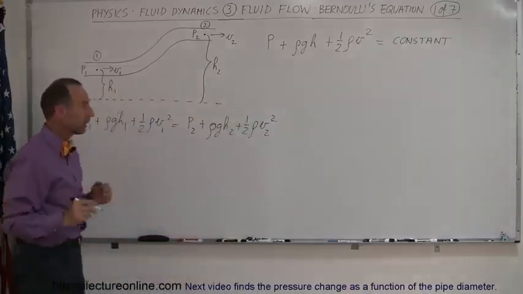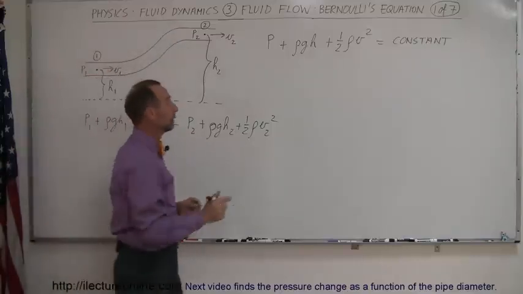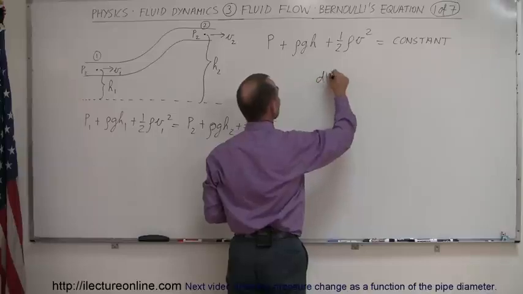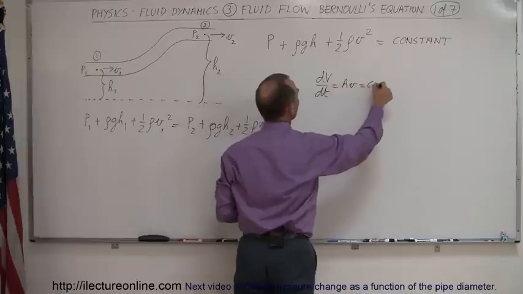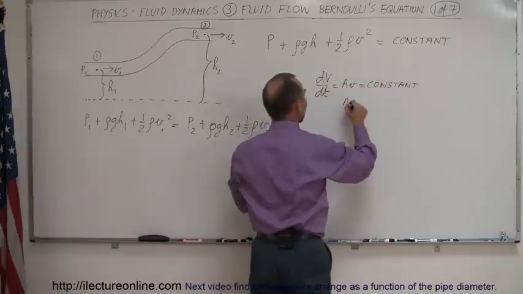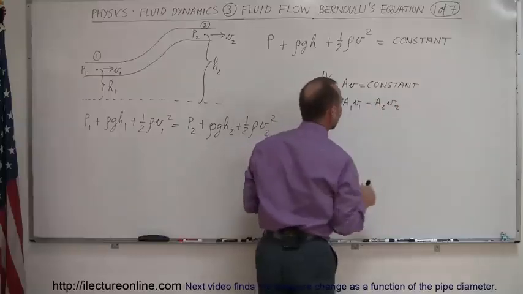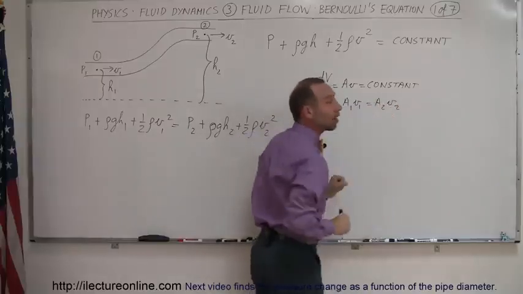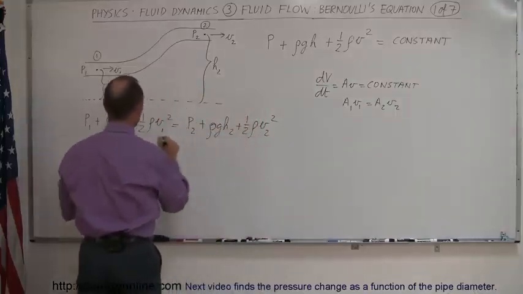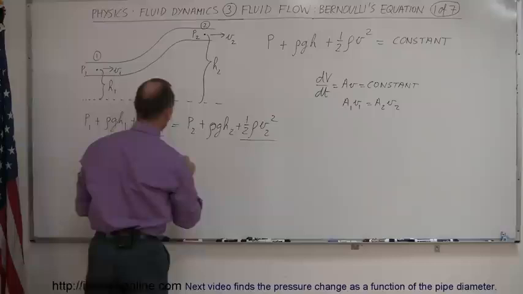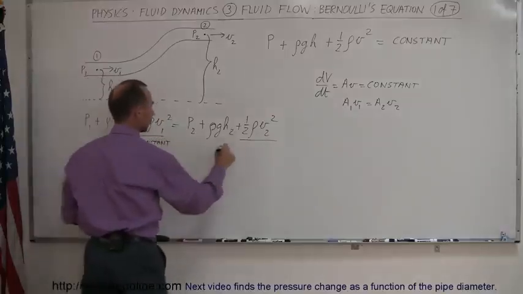Now, in this particular case, since the diameter of the pipe doesn't change, we know that dV/dt, which is equal to A times v, must also be constant. And therefore, we can say that A1 v1 must equal A2 v2. And if A doesn't change, then v cannot change. So that shows that the velocity must be the same over here and over here. So that means this term and this term are constant. They don't change, in this particular example, of course.